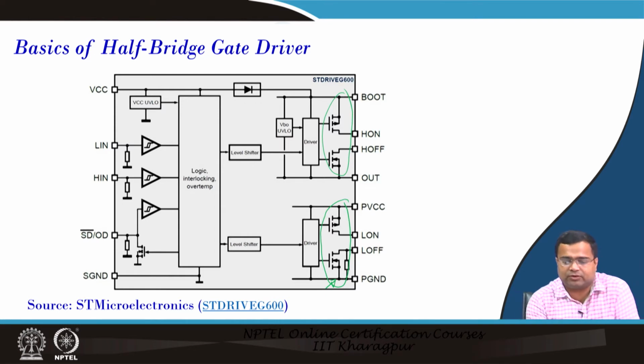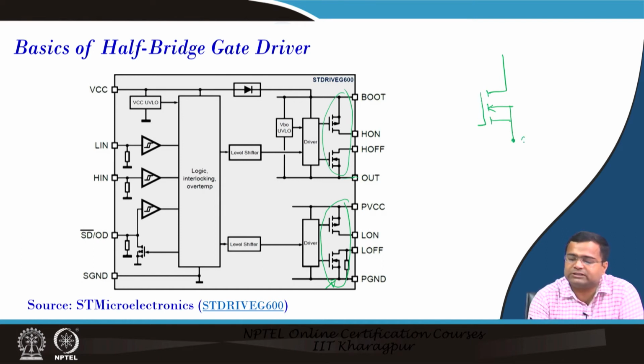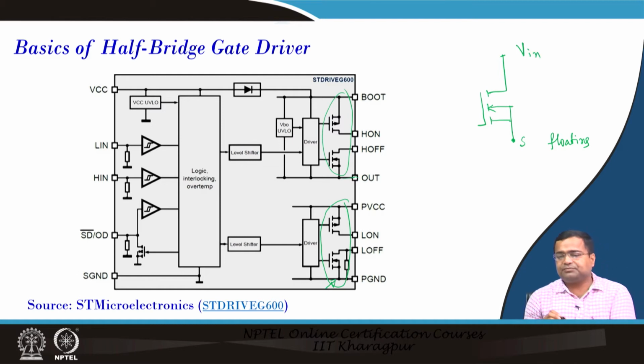But what will happen on the high side, where the source of this MOSFET is floating? There are two ways. Say you have a high side MOSFET where the source is floating; the source voltage can vary based on the switching condition, and this side can be input voltage or something else. Now I want to create a driver. What will be the driver ground? The driver ground should be connected here.